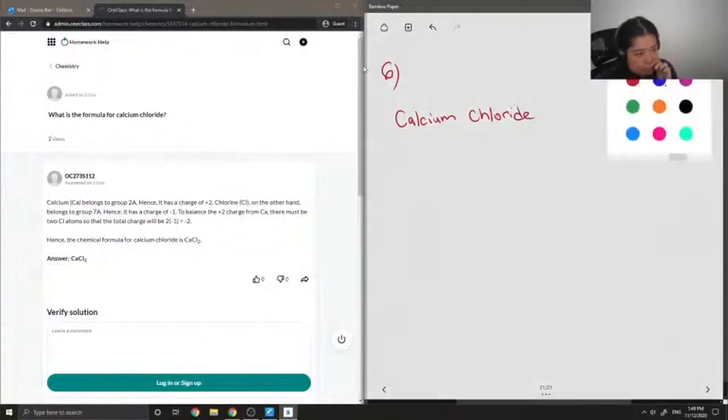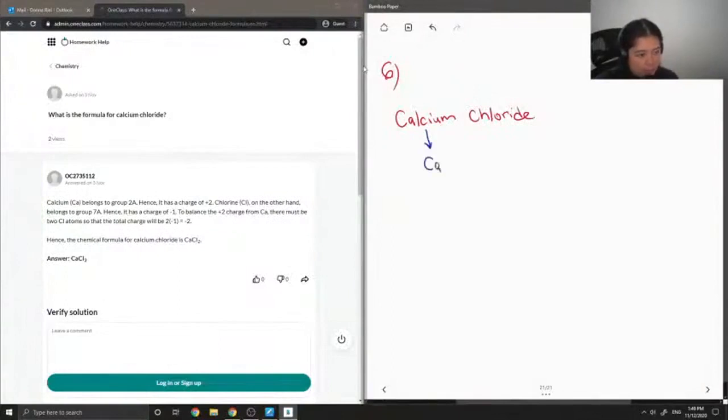So first, let's break it down into their ions. The calcium ion is Ca2+, and the chloride or chlorine ion is Cl-. So you'll notice that since chlorine has a -1 charge and calcium has a 2+ charge, then we need two chlorine atoms to bond with calcium in order to neutralize the calcium. So I can write calcium chloride as CaCl2.